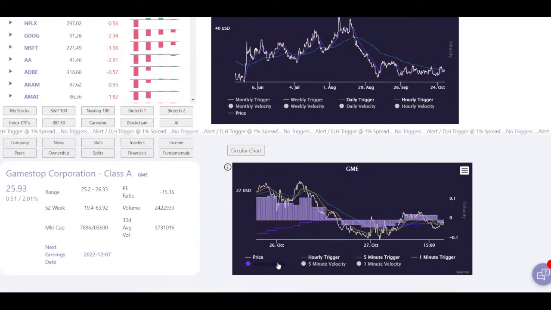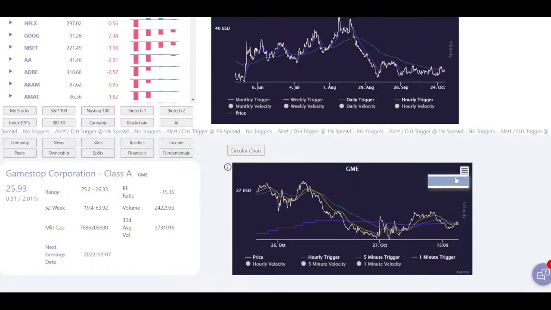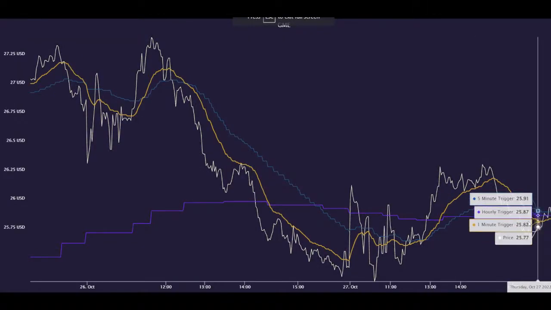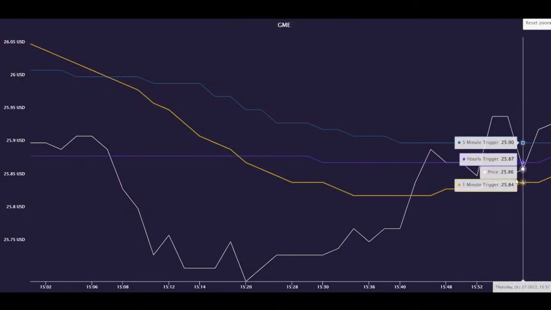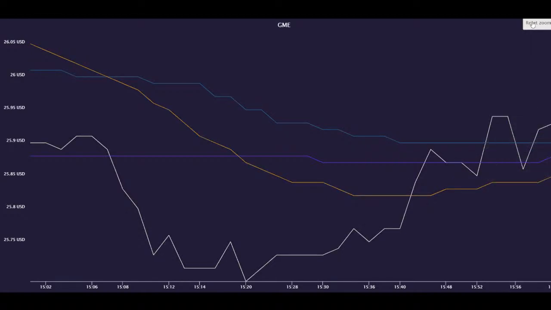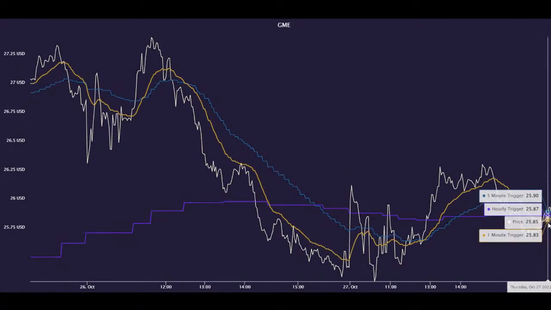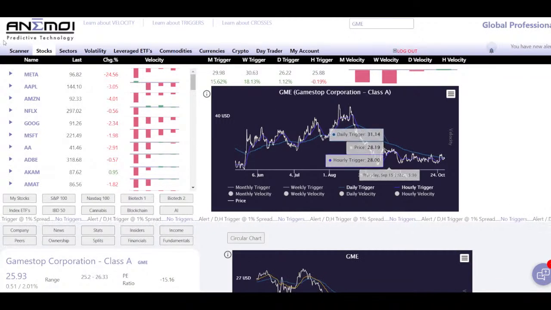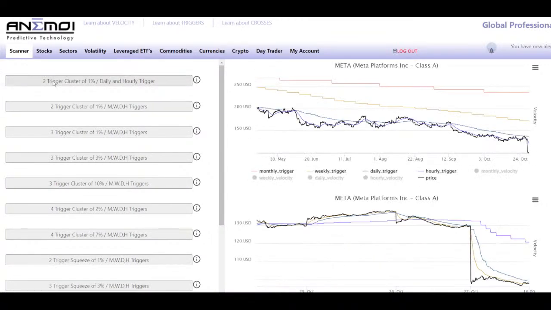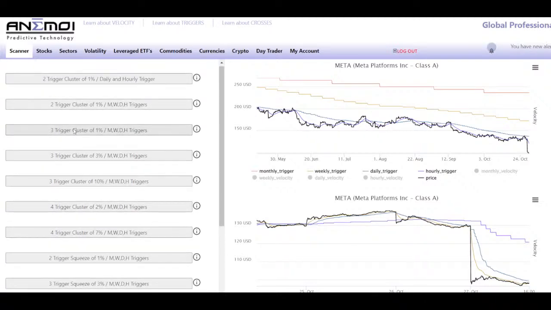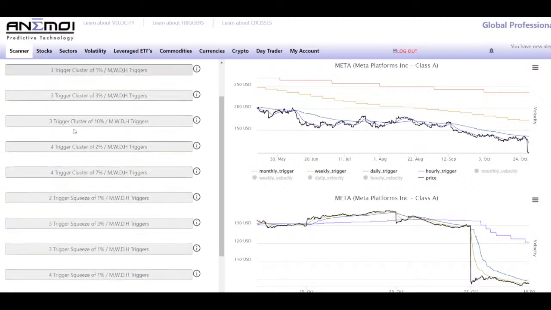Now let me show you something else that's really interesting. Look at the day trader chart. Notice how GME is also in a 3 trigger cluster on the day trader chart. 25.84, 25.86, 25.87, and 25.90. It doesn't get closer than that, folks. This is a really tight 3 trigger cluster, and 3 trigger cluster setups are so powerful that we have a scanner for them that literally just looks for 2 trigger clusters, 3 trigger clusters, and these plays end up working really well. Tell you that much.